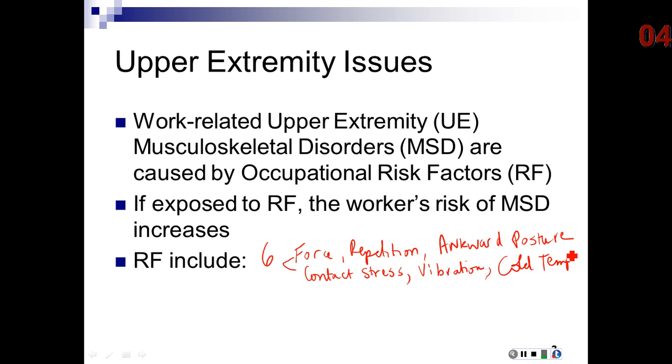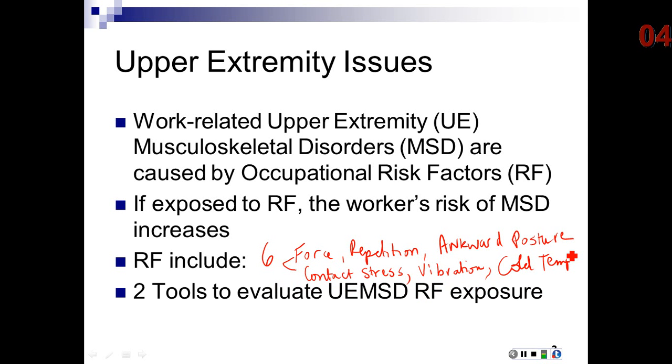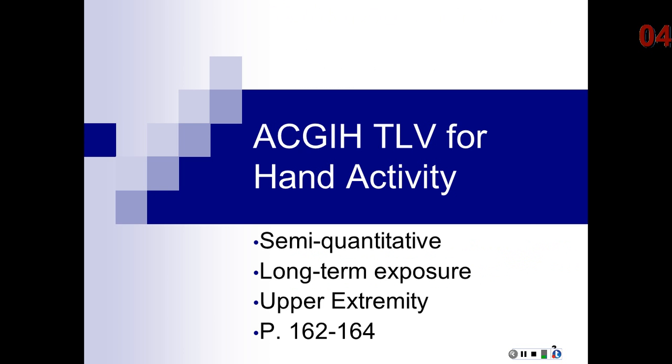And then for this part of the course, we're going to be looking at 2 tools to evaluate the exposures to determine the likelihood of an upper extremity musculoskeletal disorder developing. The first tool we're going to look at is the ACGIH TLV for hand activity. If you've had any industrial hygiene course, undergrad or grad level, they've probably talked about the ACGIH, and that's the American Conference of Governmental Industrial Hygienists. TLV will be your threshold limit value.